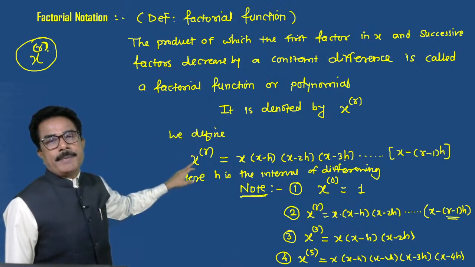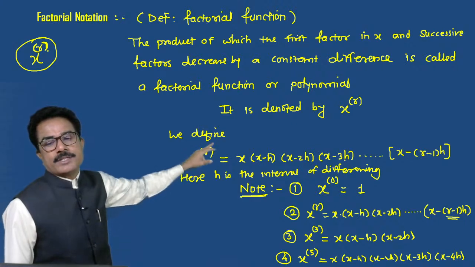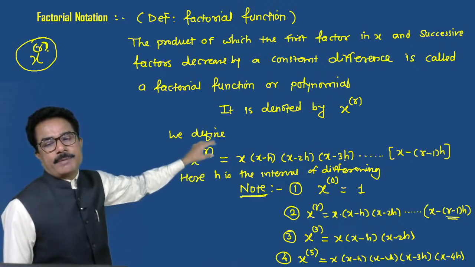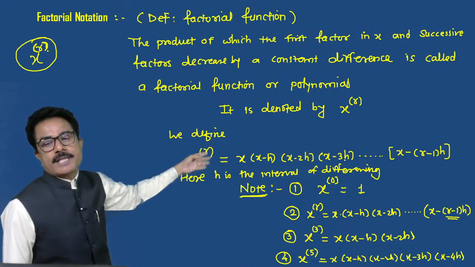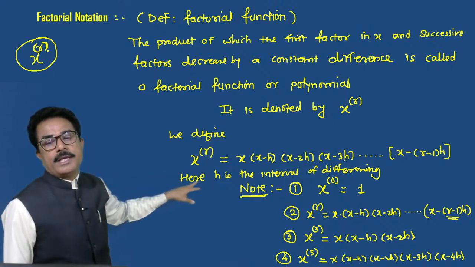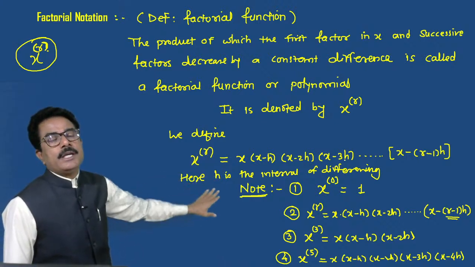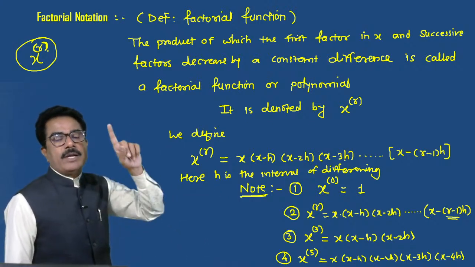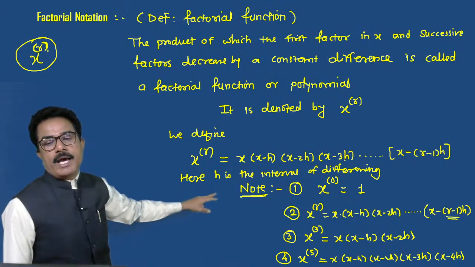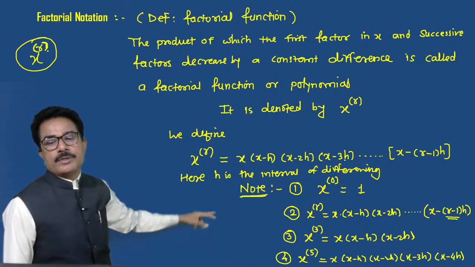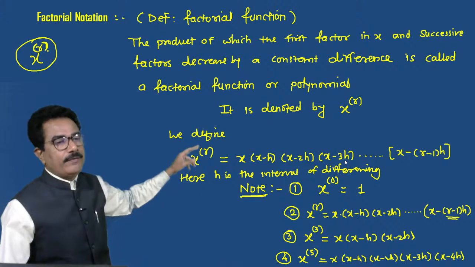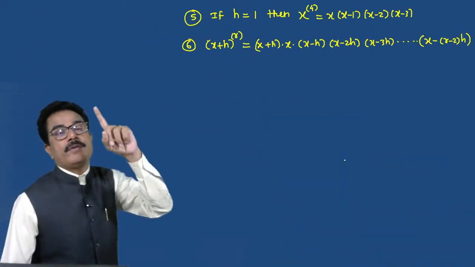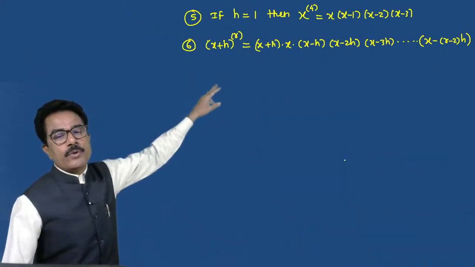This is one example with the general format. x raised to r factorial means x, x minus h, x minus 2h, x minus 3h, in this way up to x minus r minus 1 into h. Here h is the interval of differentiation. Now these are the different notes. x to the power 0 factorial has the value 1. Second, x to the power r factorial, this way, x to the power 3 factorial, x to the power 5 factorial. If we take the interval of differentiation h equal to 1, so we can write.